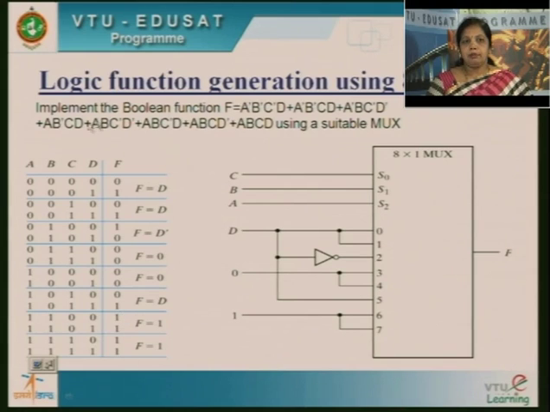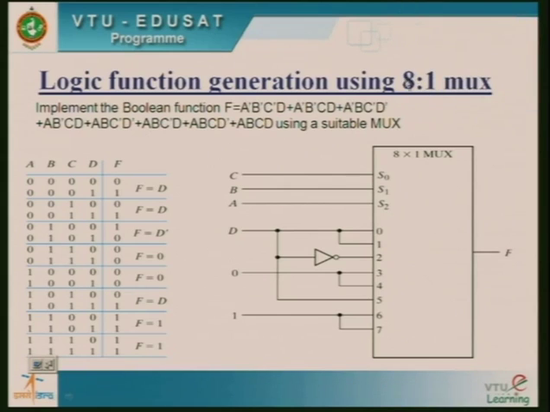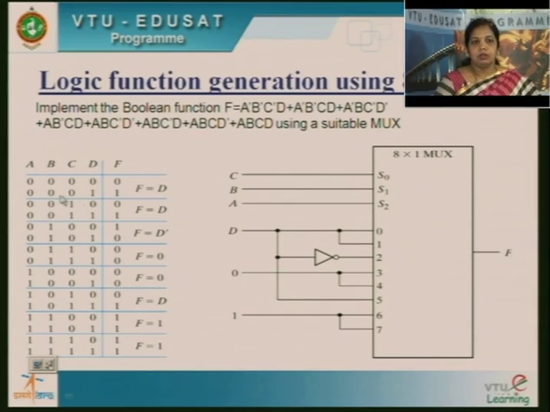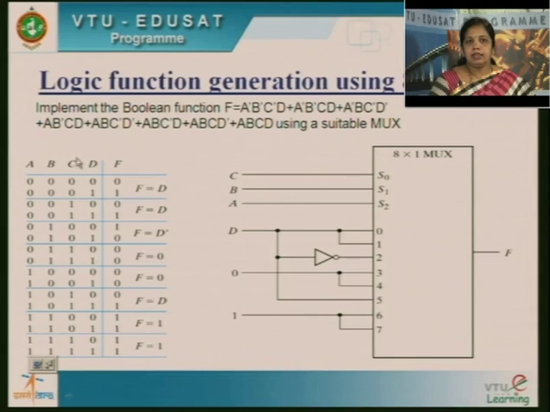Finally I am implementing this 4 variable function with 3 variables. Since I am using an 8:1 mux, it will have 3 selection lines, as I discussed in the previous session. So that's why I am going to reduce this 16 to 8. How am I going to reduce? I will combine 2 rows. A, B, C I will take as the 8:1 mux selection lines S2, S1, S0, and the last variable D is treated as the input to the multiplexer.